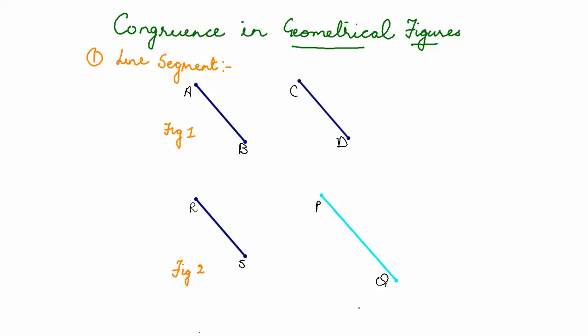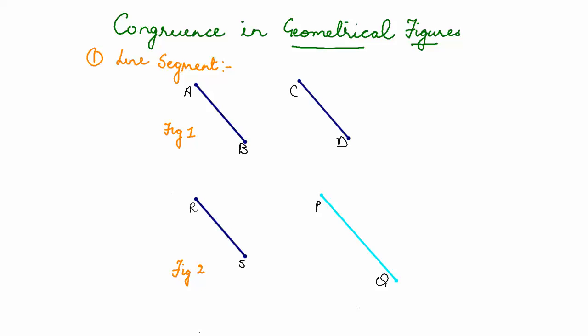To recall, what is congruence? Congruence is a relationship between two objects where we say that the two objects are congruent. What is congruent? Congruent is when the two objects are of the same shape and size, or we say that they are the exact copy of each other, and then we say that the two objects are congruent and the relationship between them is congruence.